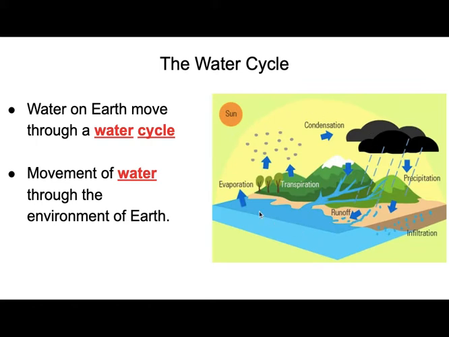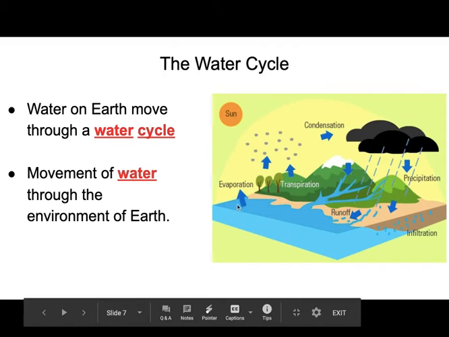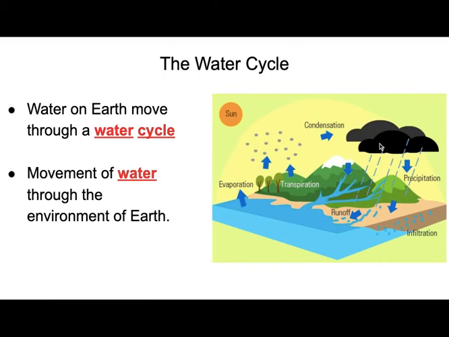What we are going to be learning about are 6 major steps of the water cycle. And in fact, all 6 are labeled on this diagram here. Evaporation, condensation, precipitation, infiltration, runoff, transpiration. The water cycle is the movement of water through the environment of the Earth.